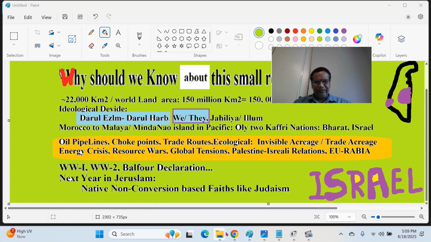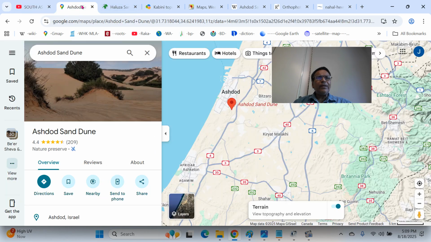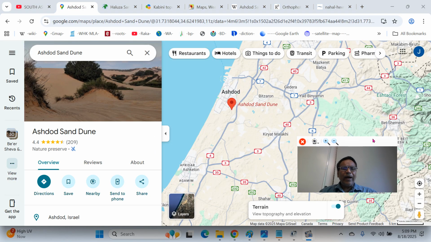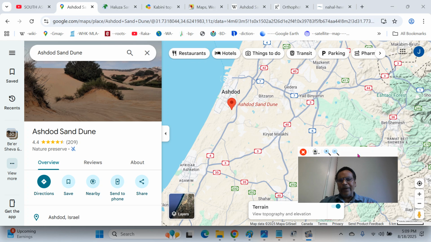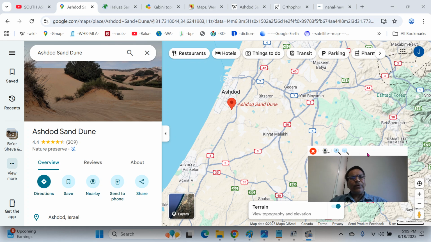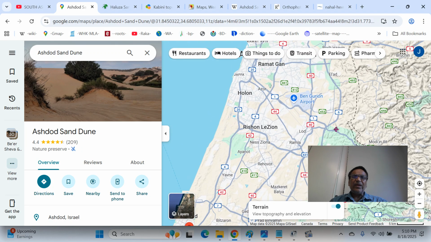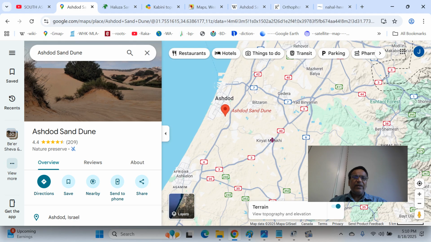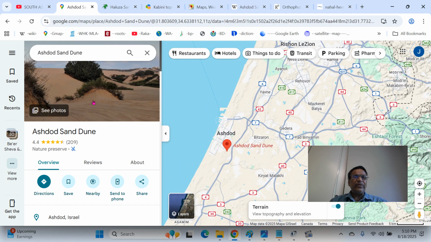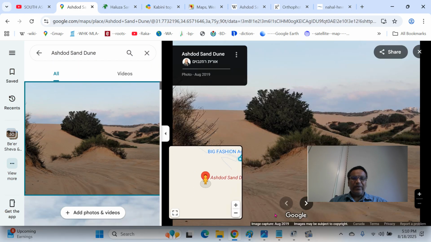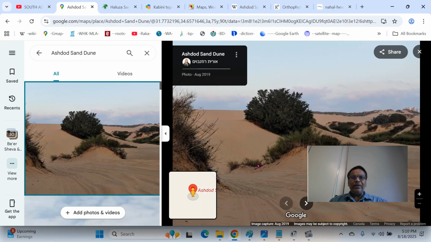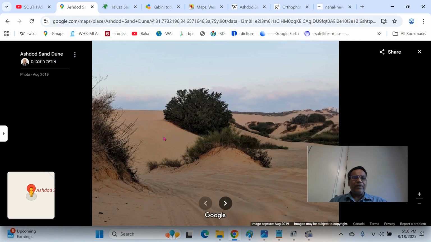And we can look at these regions. First, I will show Ashdod. Ashdod is a town south of Tel Aviv, Jaffa, and north of Ashkelon. This is the Ashdod Sand Dunes. You can see the Ashdod Sand Dunes here, very near the Ashdod town, a very unique geographical feature.